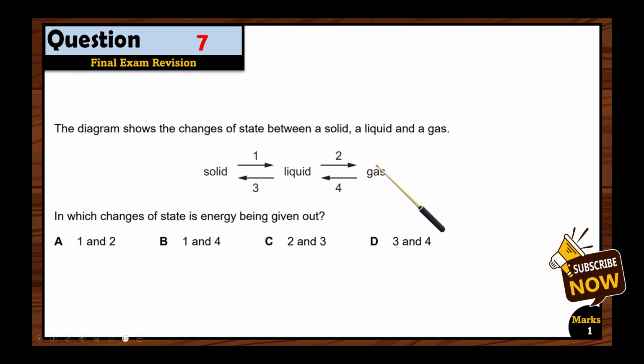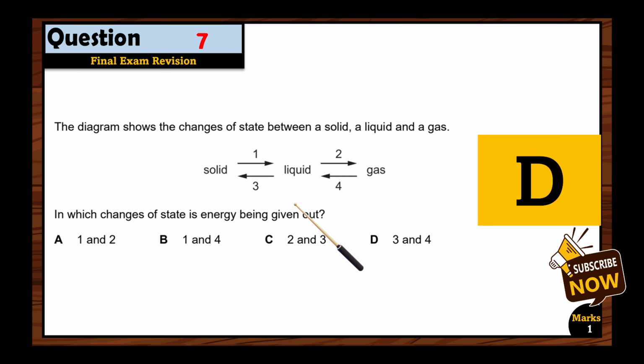So when gas is converted into liquid or liquid is converted into solid, the particles are coming close together. When particles come close together, they release the heat. So option D can be right, because 3 and 4 are the changes in which the particles are coming closer together, right? So option D is correct.